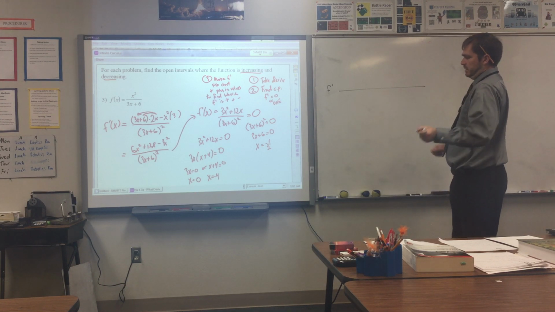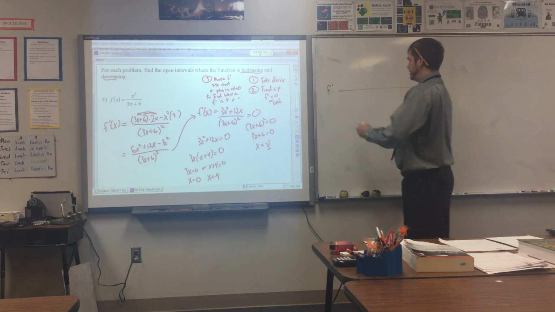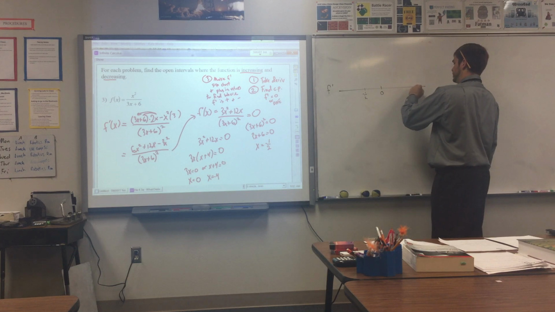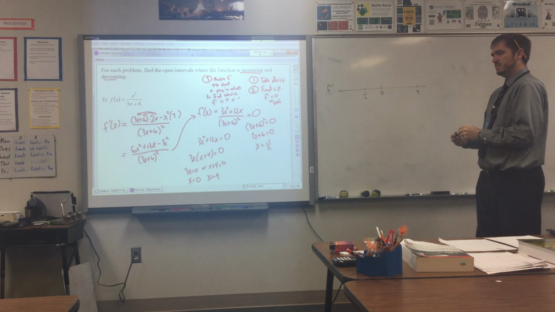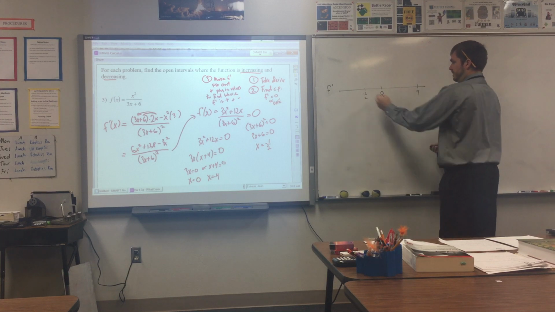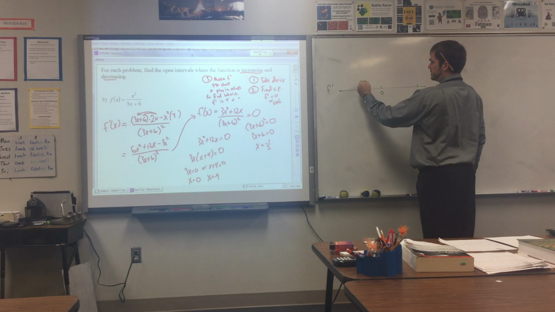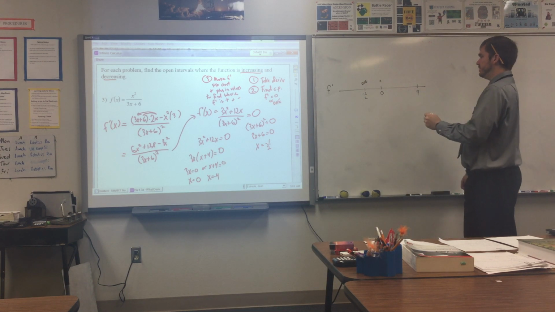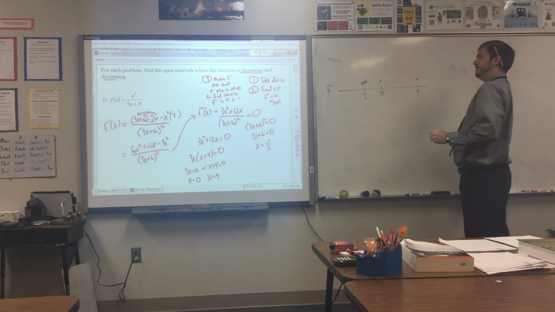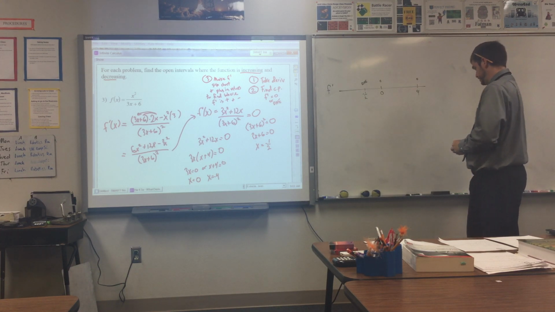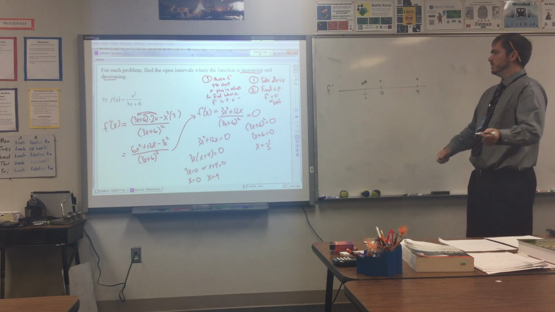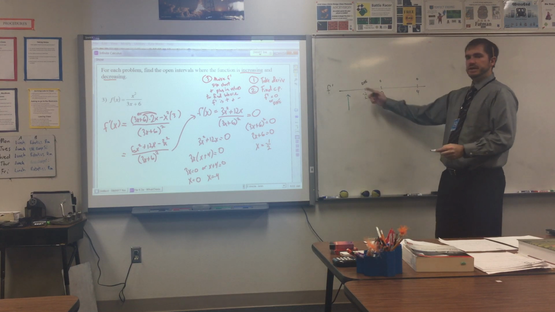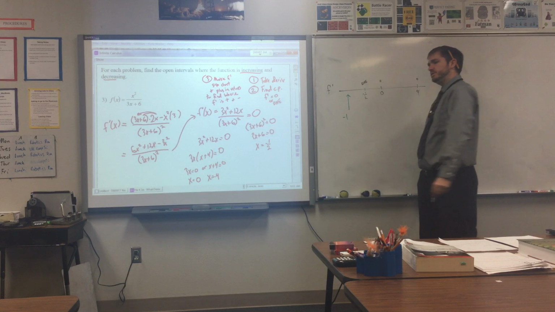There's f prime. The critical points are negative 2, 0, and negative 4. At negative 2, the derivative does not exist. At 0, the derivative was 0, and at negative 4, the derivative was also 0. What we're going to do is plug in values. We're going to pick a value to the left of negative 2.